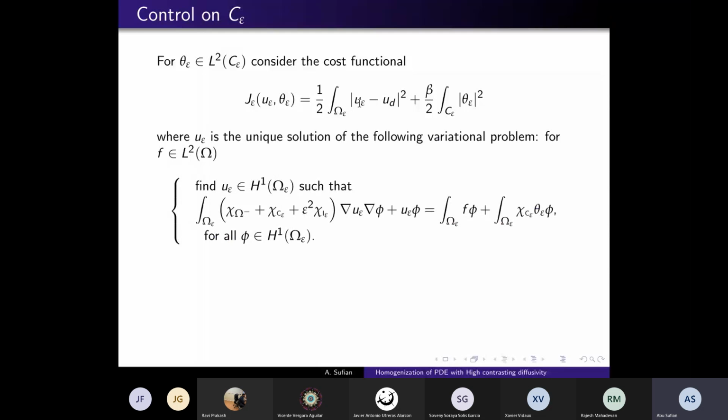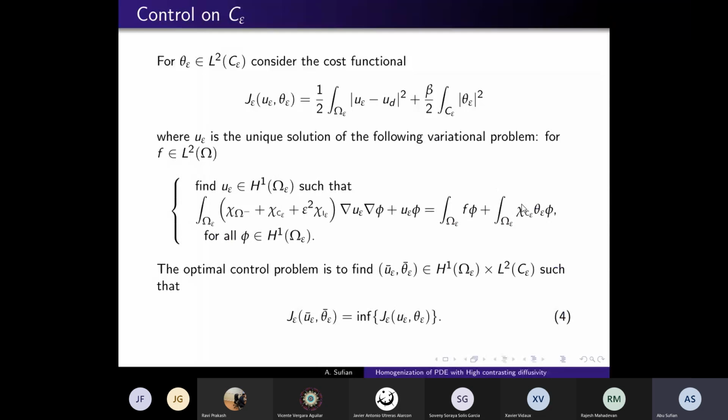state and U epsilon satisfies the same variational form, but with an extra term in the right hand side, that is our interior control. So we have a state equation in exactly the same structure, but in the right hand side we add this term. So basically we are applying control on C epsilon. That's why we multiply a chi C epsilon factor before theta epsilon. The existence of the state is again given by the Lax-Milgram lemma.